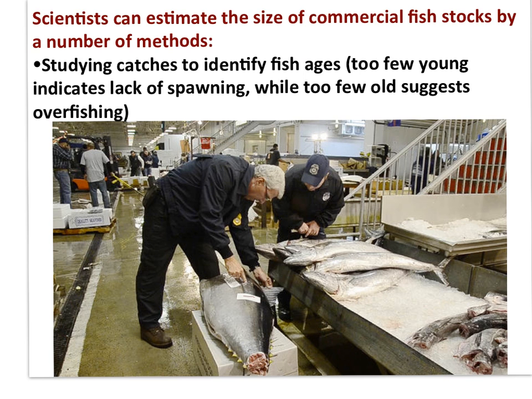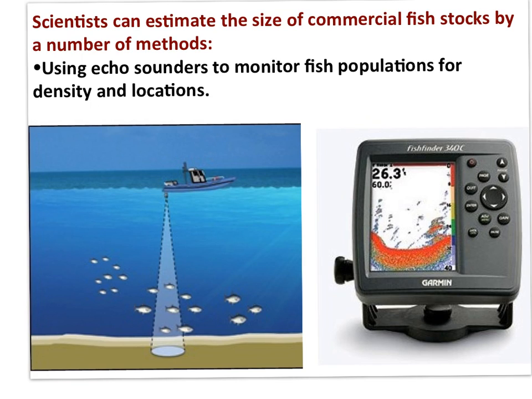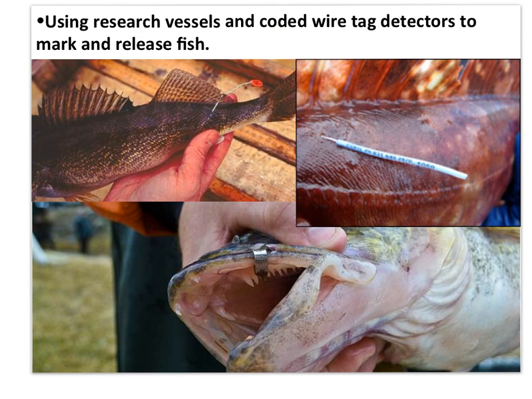total catch? Scientists can estimate the size of commercial fish stocks by studying the catches to identify fish ages. Too few young indicates a lack of spawning, while too few old suggests overfishing. Scientists can estimate the size of commercial fish stocks by using echo sounders to monitor fish populations for density and location. Also by using coded wire tag detectors to mark and release fish in animal sampling studies, we can monitor fish populations. I will be covering animal sampling techniques later in this movie.